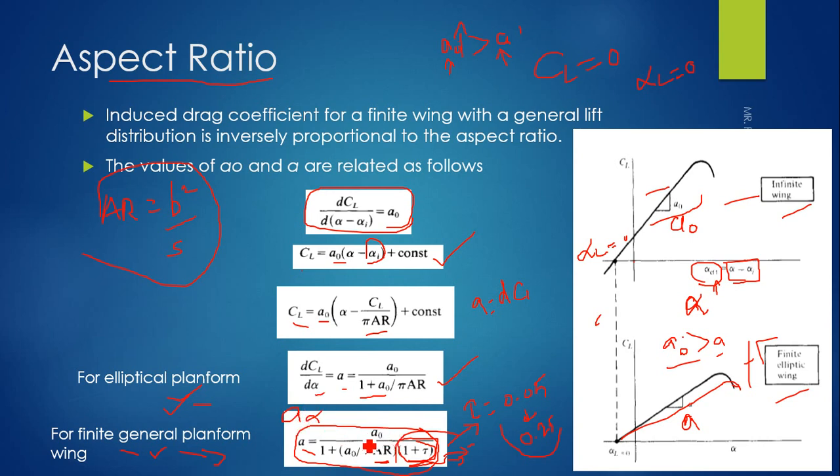Considering it as an unsymmetrical wing for this graph, sir, if CL is equal to 0, how come alpha L will be equal to 0?